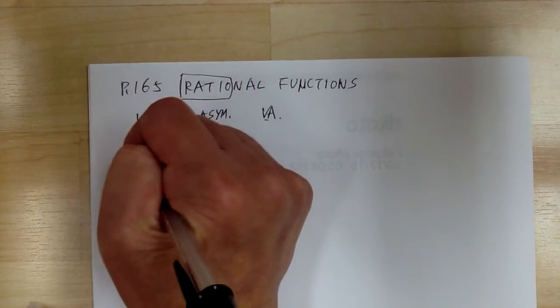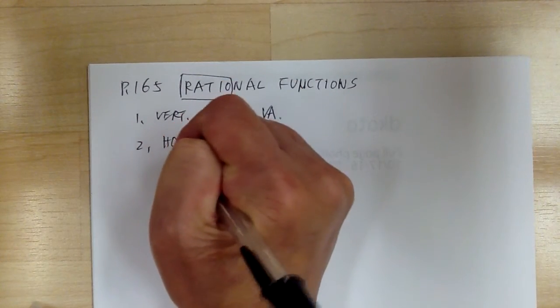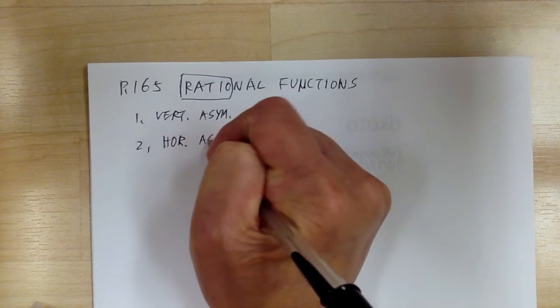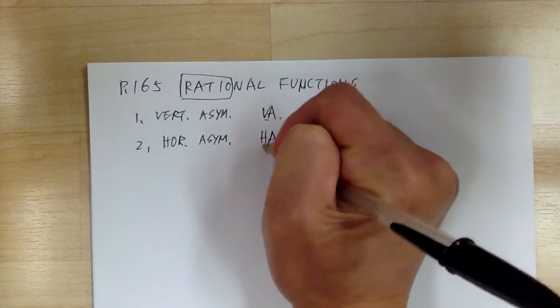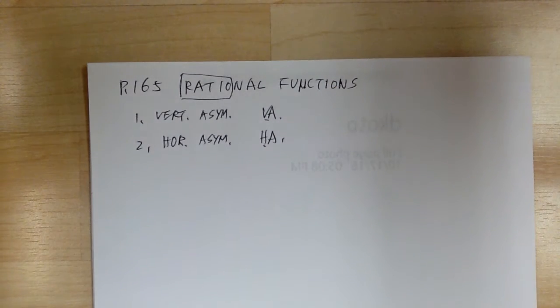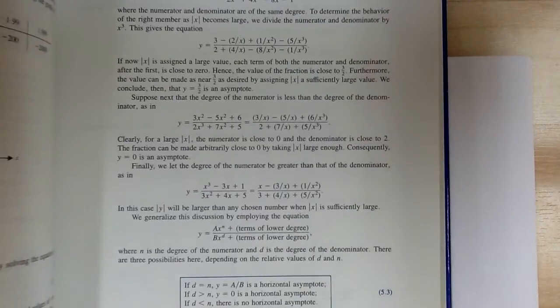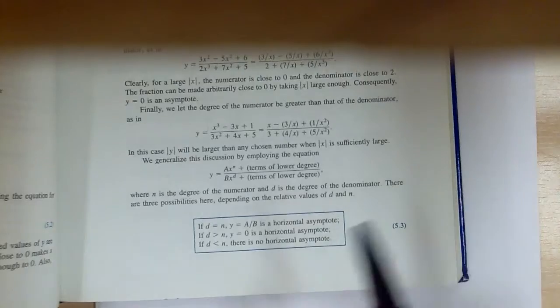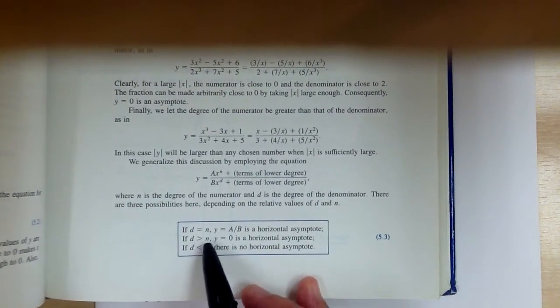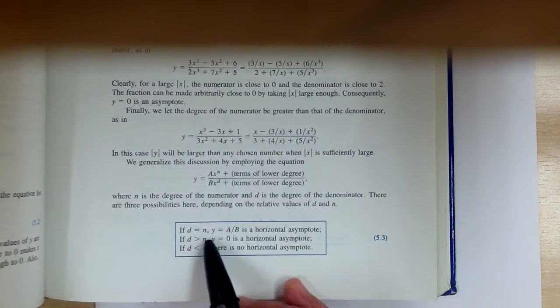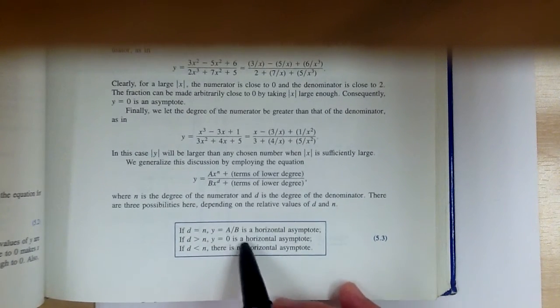The next thing you want to do is get the horizontal asymptote, and we're just going to call it HA. Now, the horizontal asymptote comes from the theorem at the bottom of page 167. If you look at the bottom of page 167 over here, it tells you what kind of asymptotes you're going to have.